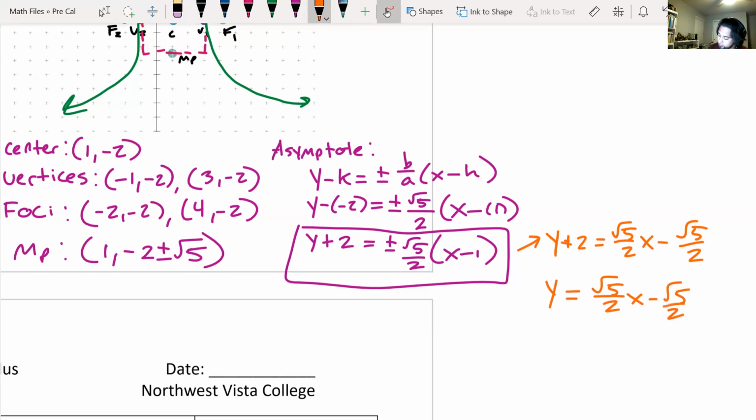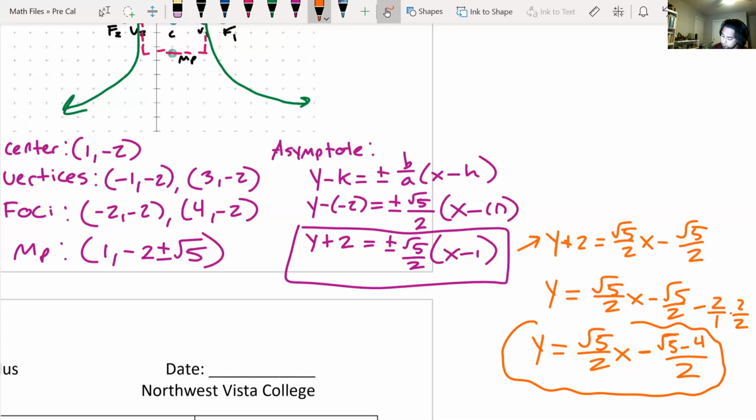And square root of 5 over 2 minus 2, which means I would need to combine those into one fraction, which we would get y equals the square root of 5 halves x minus, and if you put 2 over 1 multiplied by 2 over 2, you would get the square root of 5 minus 4 over 2. And that would just be for the plus root, because you have a plus or minus on that square root of 5 over 2.